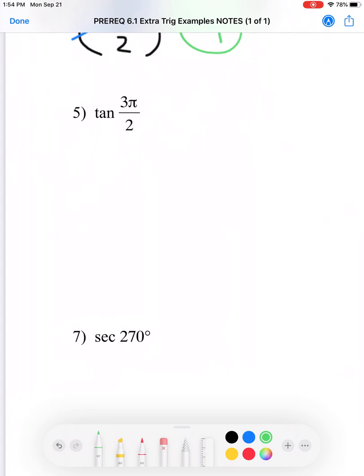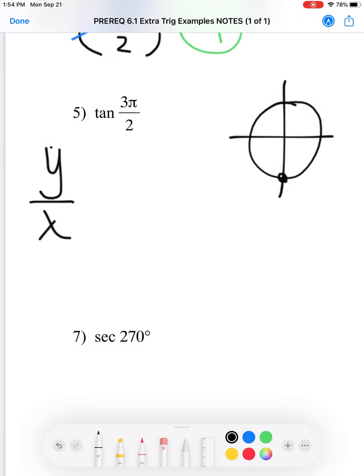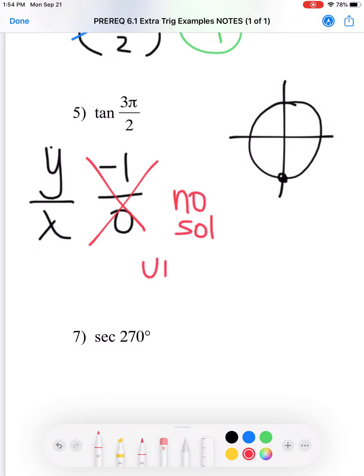Tangent of 3 pi over 2. So 3 pi over 2 is going to be down here at the bottom on the axis. Tangent, again, is a ratio of y over x. My y value is negative 1. My x value is 0. You're never ever allowed to divide by 0, so this ends up being a final answer of no solution or undefined.